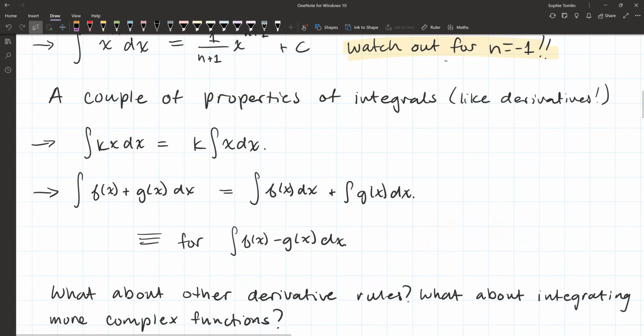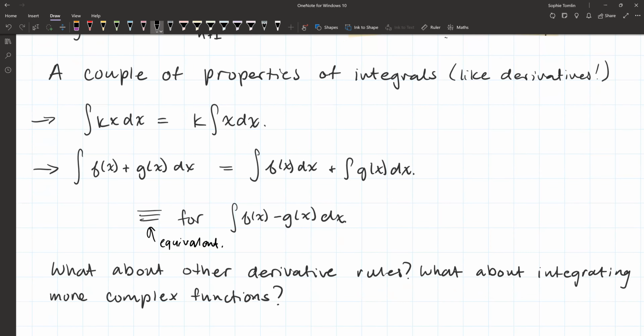Integrals have some of their own kind of neat little properties. So again, when we integrate with a constant attached to a function, we can take out the constant. This helps to make derivatives a lot simpler sometimes, or integrals a lot simpler sometimes. We also have that the sum, or the integral of a sum, is the sum of the integrals. And this is equivalent for a difference. I'm not sure if this is something people will have seen before. Those are equivalent.